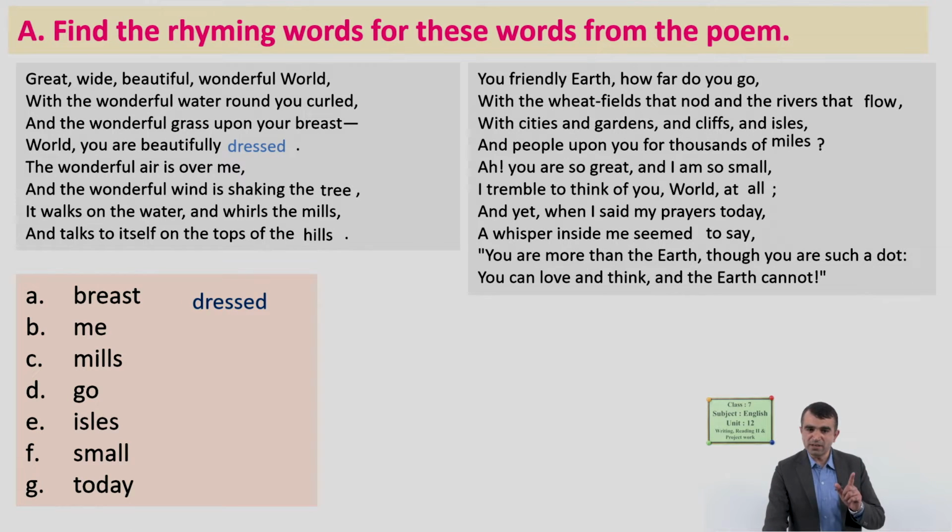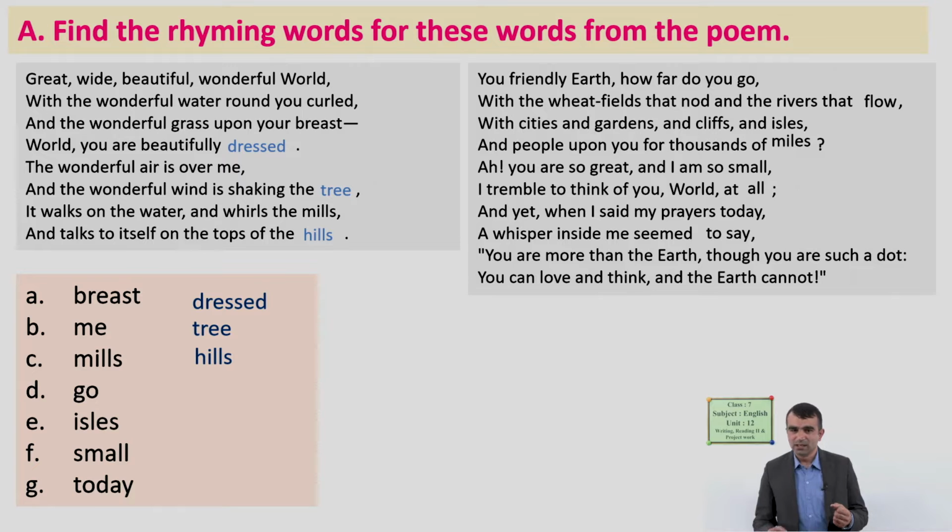Similarly, next one, me. What word rhymes with me? The word that rhymes with me is good, that is tree. You can write tree with me. Third one, mills. What is the rhyming word that rhymes with mills? Hills. Very good. You can write hills. Next one, go. What is the rhyming word that rhymes with go? That is flow. Very good. And then you can write flow with go.